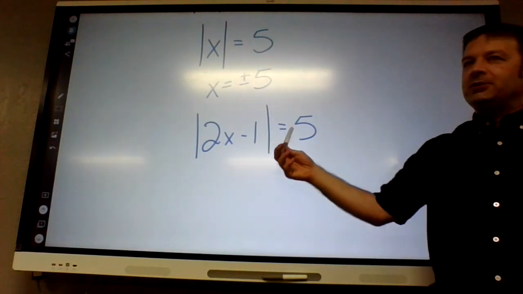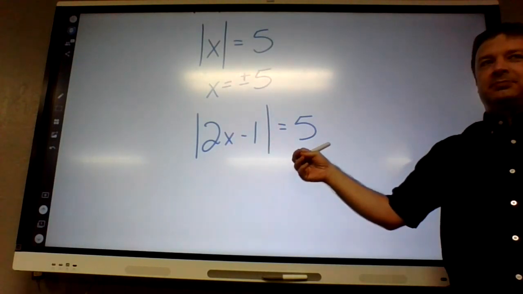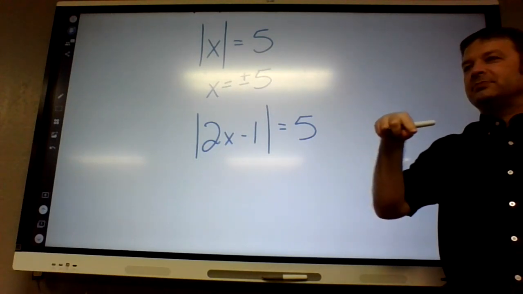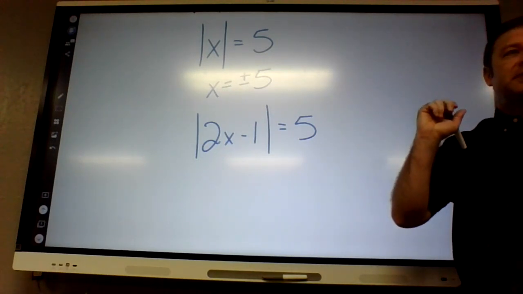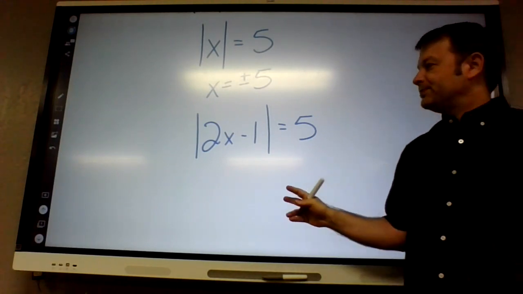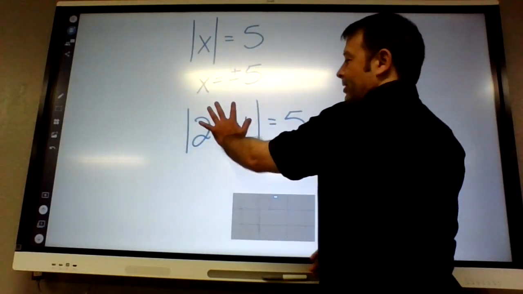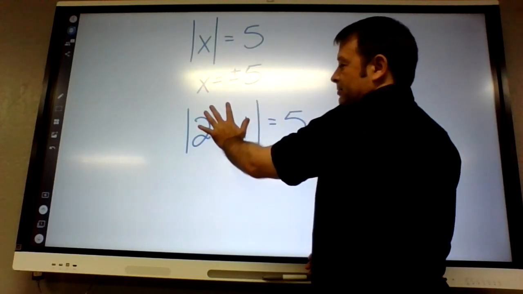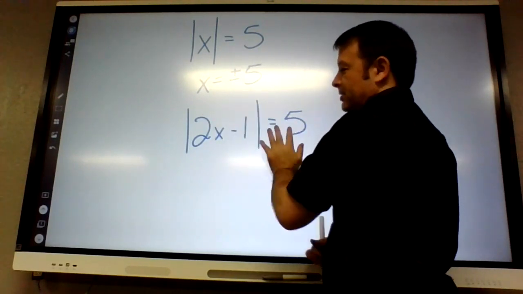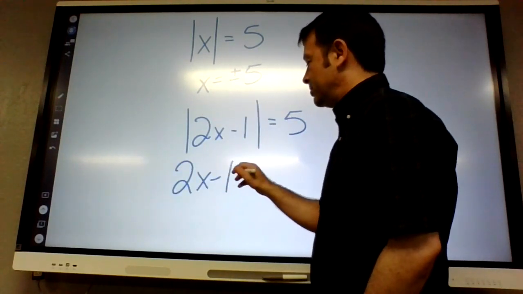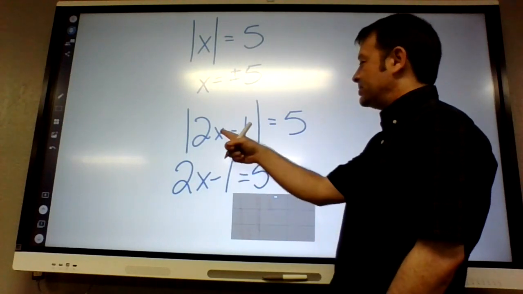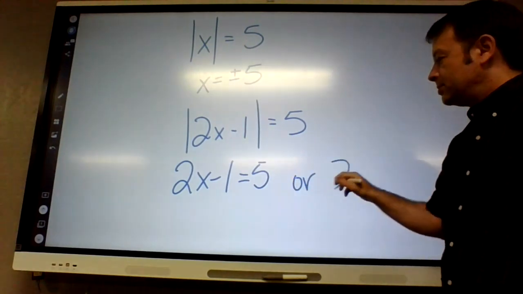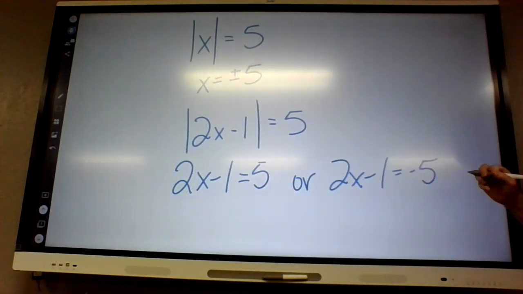Just add 1, divide by 2? No, you have to do the absolute value before. You have to do both ways. Everything in here could equal 5, or it could equal negative 5. Does that make sense? So 2x minus 1 could equal 5, because either way, if this is 5 or negative 5, it'll end up being 5. Or 2x minus 1 equals negative 5.